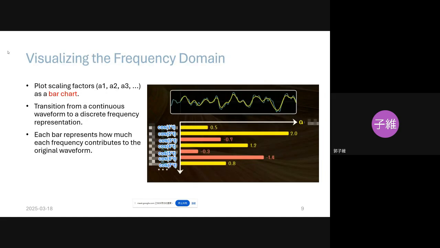Now, we can visualize the frequency domain by plotting the scaling factors as a bar chart. Like, we can see each frequency component's respective effects on the total signal. The transition from a continuous waveform to a discrete frequency representation is what we did here. And each bar represents how much each frequency contributes to the original waveform, so to speak.